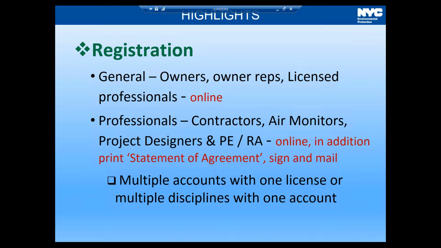Also, if you have multiple disciplines, like a contractor who can also be a project designer, that means you have more than one license. You can also have an account for each discipline. But the bottom line is you need an account for each discipline. If you want to be a contractor, you need a separate account. If you want to be a project designer, you need a separate account.